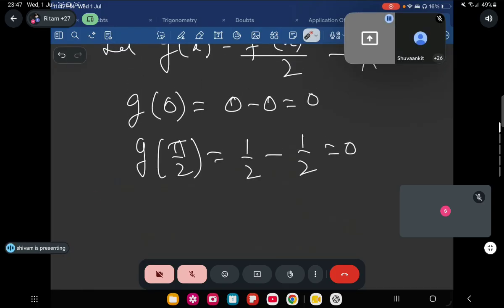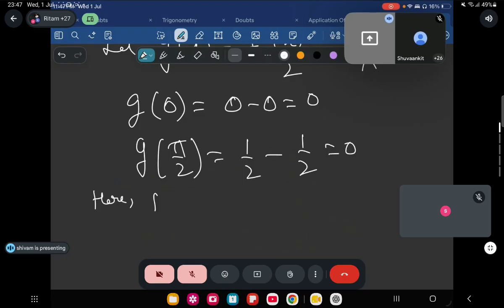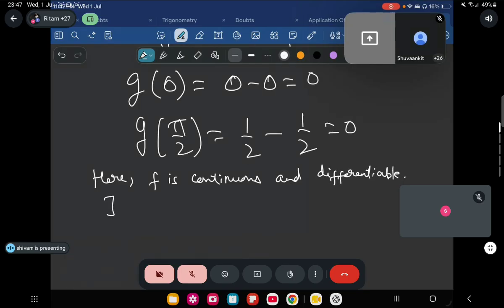Okay. So see everyone, over here also f is continuous and differentiable. Once you see that the function is continuous and differentiable, okay, sorry, g is continuous and differentiable, there exists some alpha belonging to 0 comma pi by 2 such that g dash alpha is equal to 0.